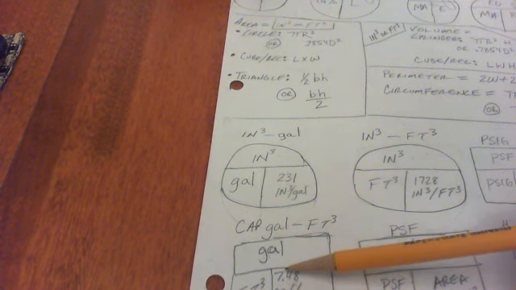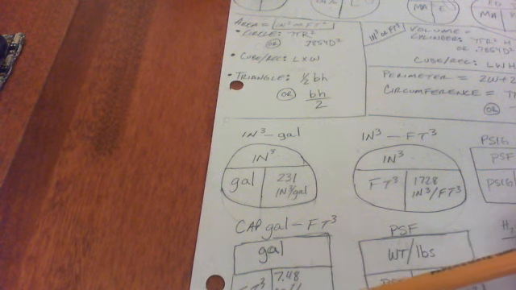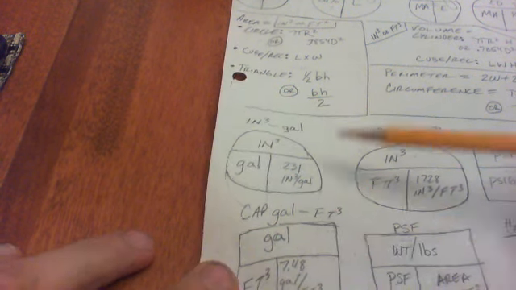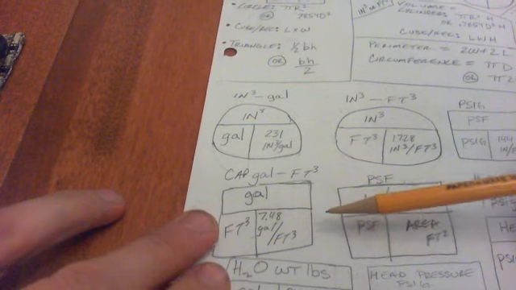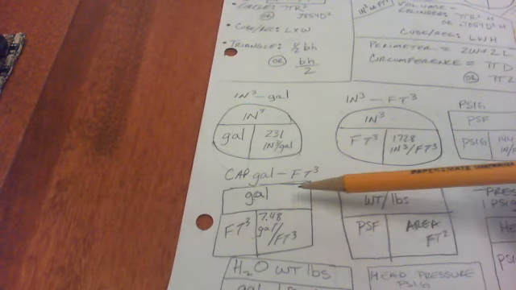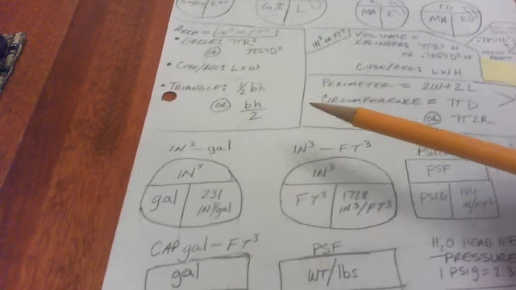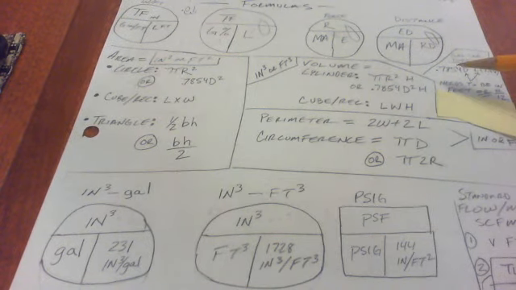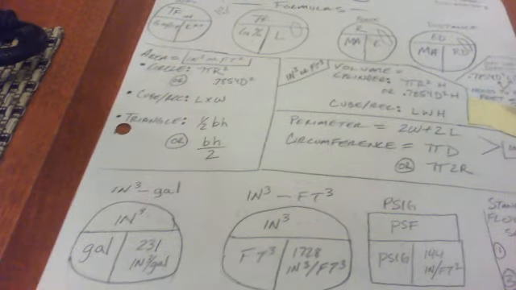And use this number here, 7.48 gallons per cubic foot. We'll give you that answer. And then I want to backtrack over to here, since we covered those.